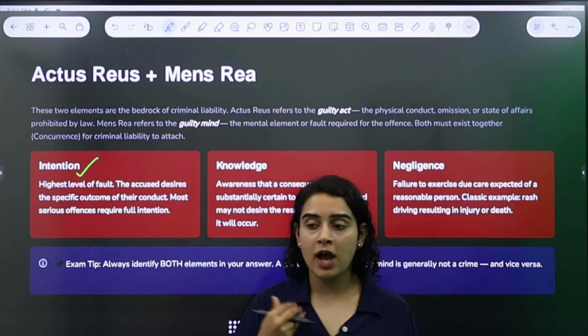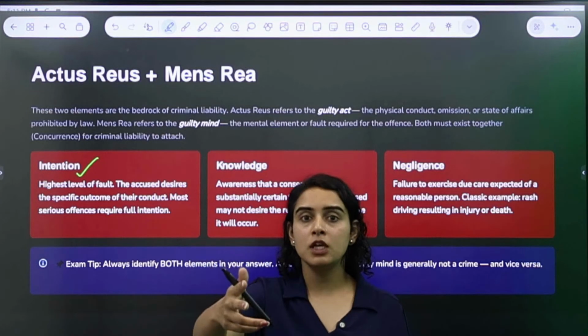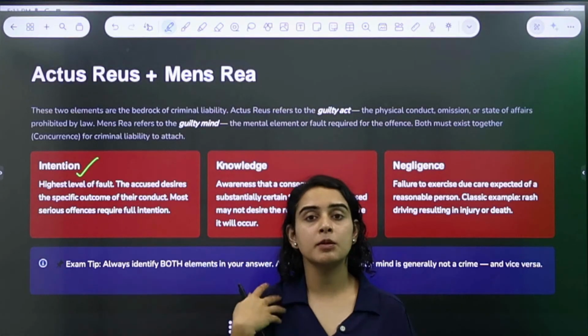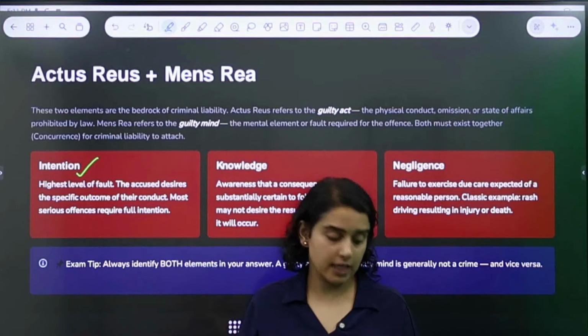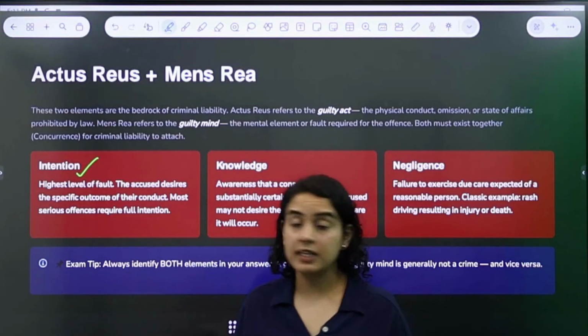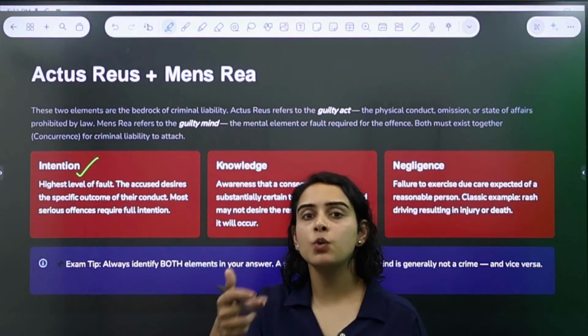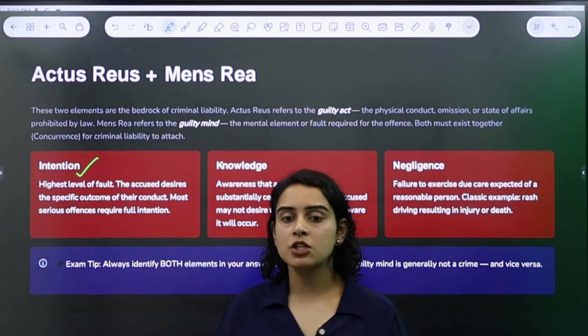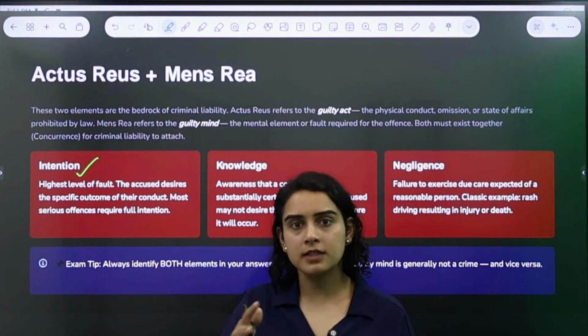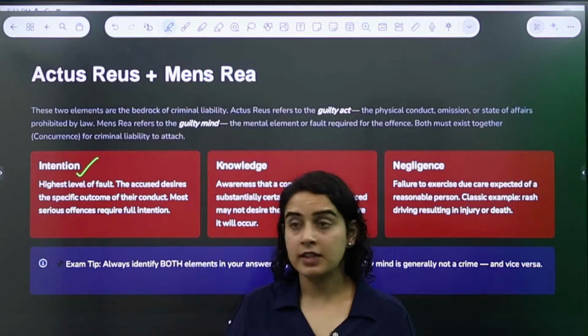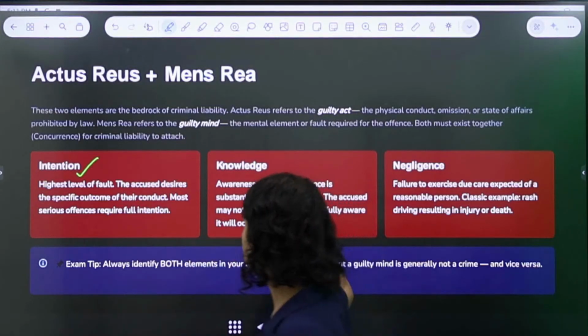So if you have a gun and you know that if you pull the trigger, then the other person will be shot and he might be killed, right? He might get hurt. So in that case, this is an intention where you know that, and you are doing this with a motive to actually hurt that person. You have pulled the trigger so that you can actually kill the person. That's what intention means. Second is knowledge.